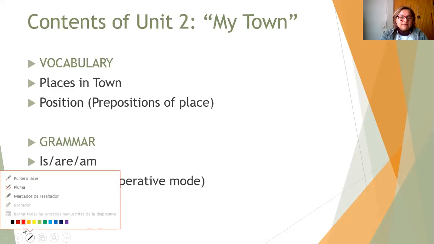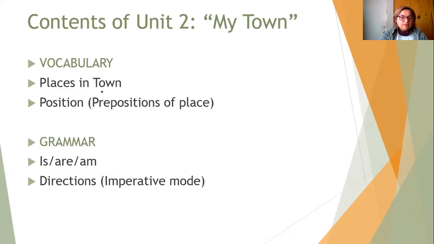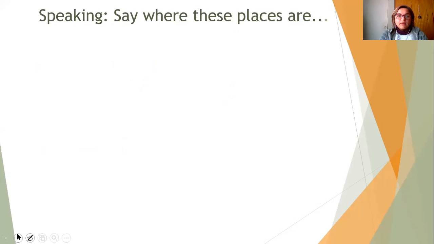O sea, que si marcamos lo que ya hicimos, places in town, checked. Position or prepositions of place, checked. Pero los vamos a seguir usando. Is, am, are, checked. Sobre todo, this. And directions, que es lo que nos falta, we're going to check today. Okay, so let's continue. What are we going to do today?